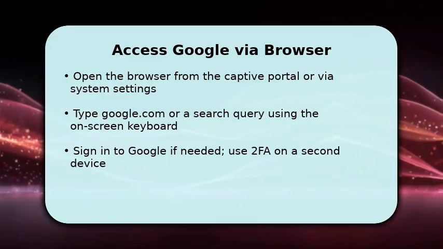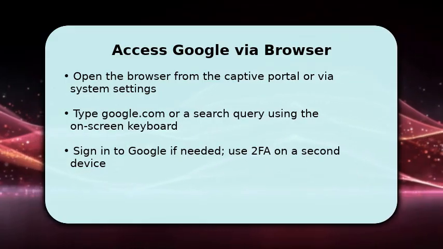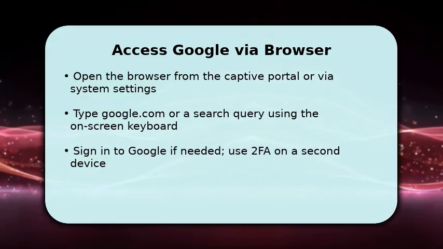Expect two-factor prompts on your phone or email. If the keyboard covers content, adjust zoom or orientation. Scrolling with the stick and tapping links replicates normal browsing.